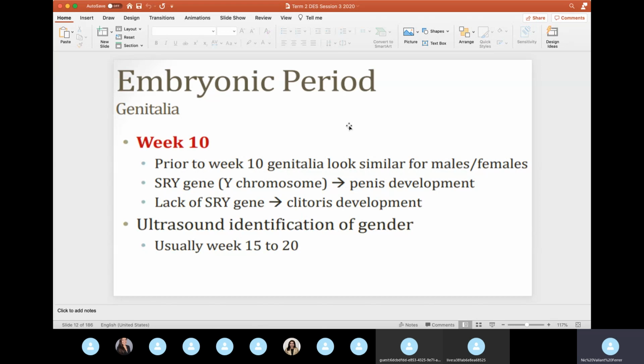Week 10, another thing is happening, right? Prior to week 10, the genitalia look similar for males and females. However, at week 10, you can now identify the gender, okay? How do I remember week 10? Genitalia sounds like tenitalia. So, genitalia, week 10, okay?